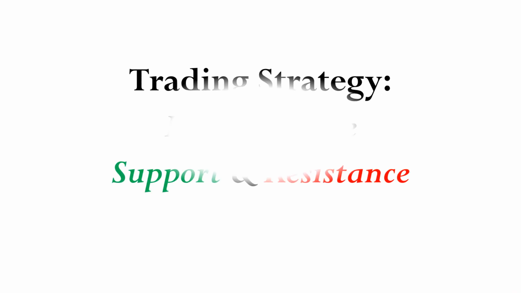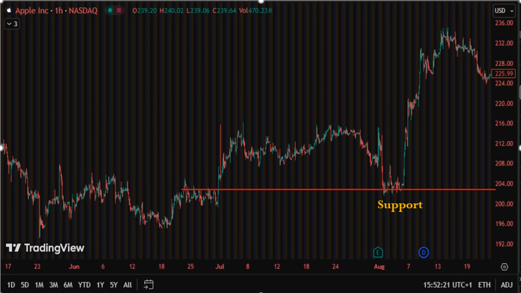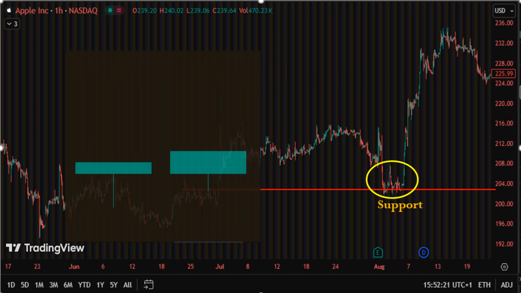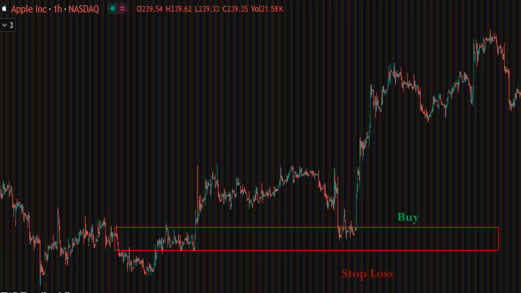Here's how to trade support and resistance. At support, watch out for how price reacts. Look for bullish patterns like the hammer candle to enter long trades. You buy here and place your stop loss just below the support zone here. This will help you close a position quickly if the price breaks through your level of support.